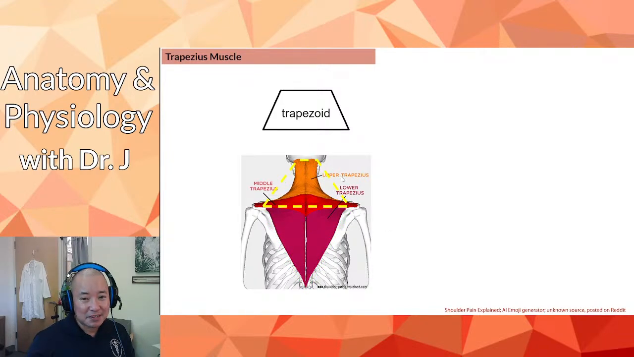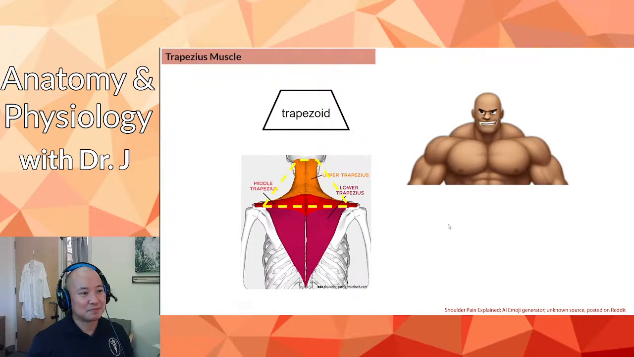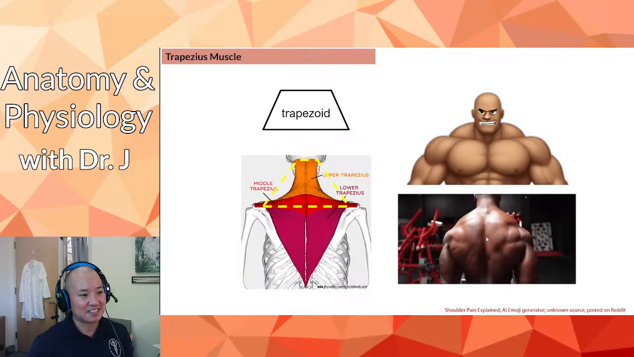Now, maybe this part could be considered trapezoid, but you have the lower trapezius, and that's not a trapezoid. Or maybe if someone's super buff and has huge traps, maybe from the front, or in this case the back, it might look like a trapezoid. But again, your trapezius is more than that. It has this lower trapezius that isn't quite trapezoid shaped. But that's supposedly what it's named after.